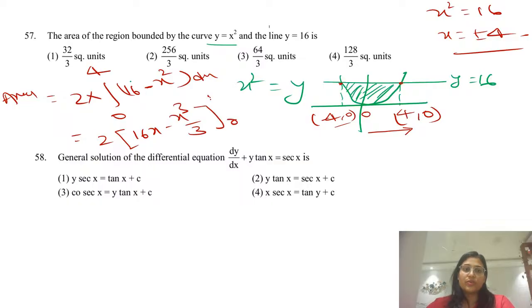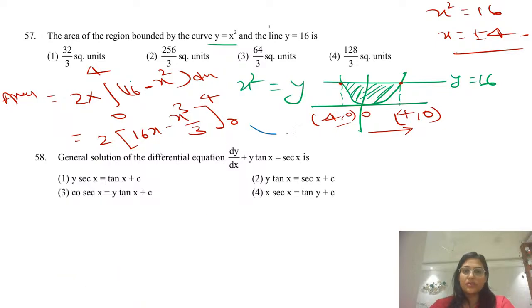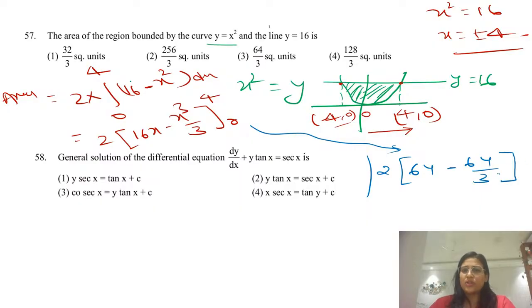This is from 0 to 4. So you can further write this as 64 minus 64 divided by 3. The 0 limit anyway gives minus 0, no need to write that. If I take 64 common here, it is 1 minus 1 by 3. That is 128 into 2 by 3, that is 256 by 3. Yes, it is there in the options. Option 2 is the correct answer for this.